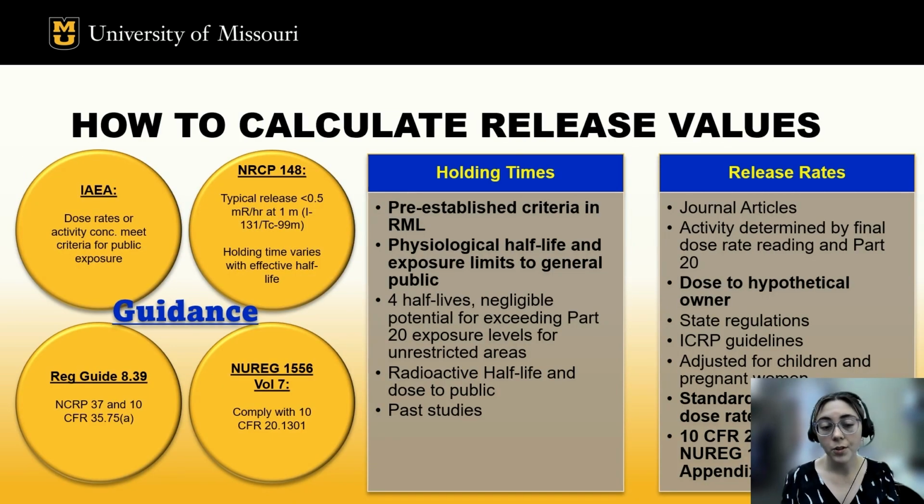So I think that one of the most common questions that comes up in veterinary medicine radiation safety programs is how to actually calculate your release values. So how long are you requiring your animals to stay at your facility before they can leave, and what kind of dose rates do they have to have before they can leave?